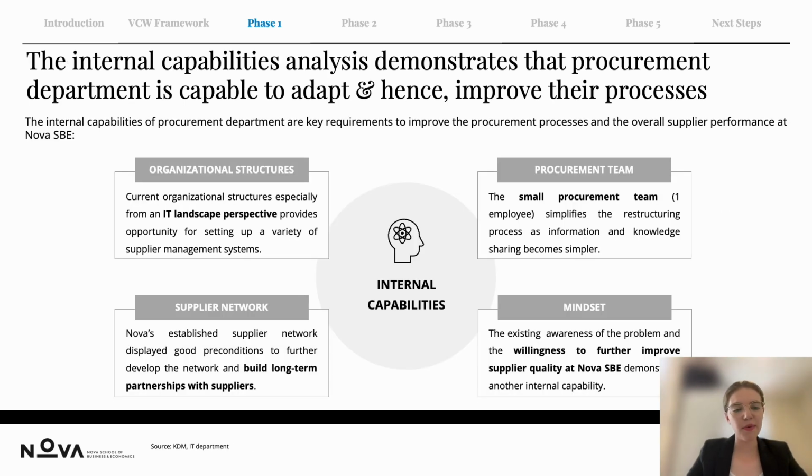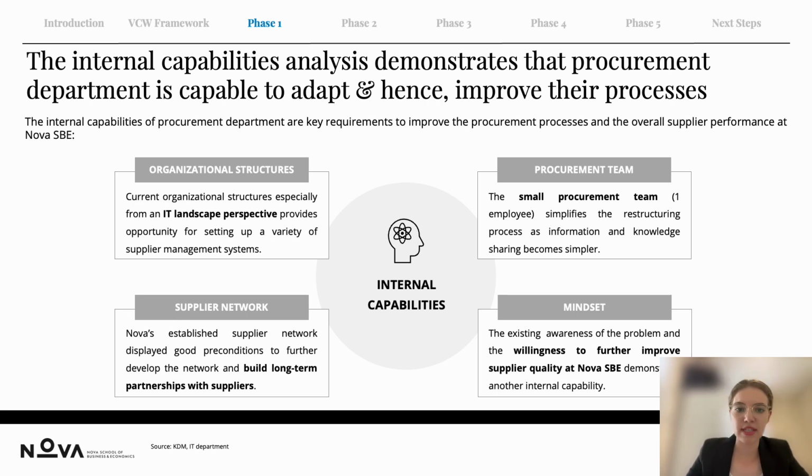To identify whether Nova Procurement is actually internally capable to optimize their procurement process, we took a look at internal capabilities, and four of them stood out. First of all, currently there is already the organizational structure in place, especially from an IT landscape perspective, to optimize the procurement system. Moreover, Nova already built long-term partnerships with multiple suppliers, which is a great base to further expand their supplier network.